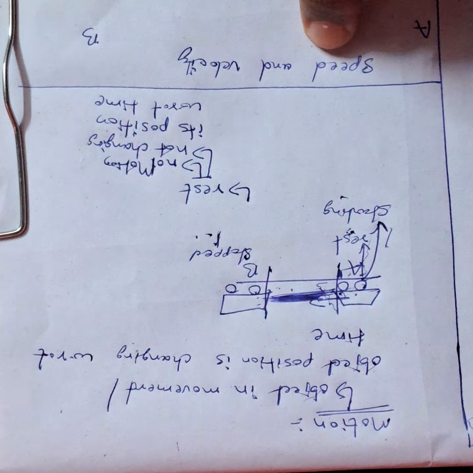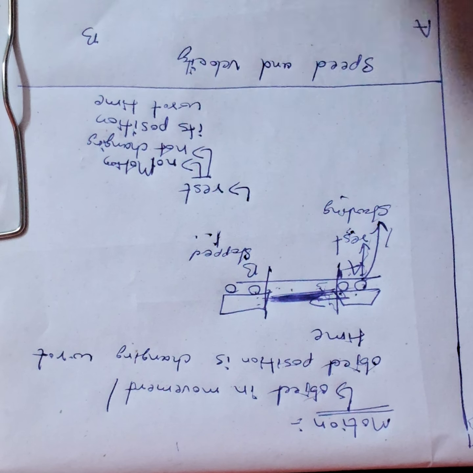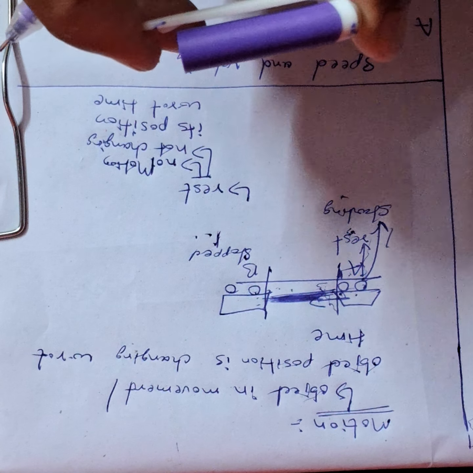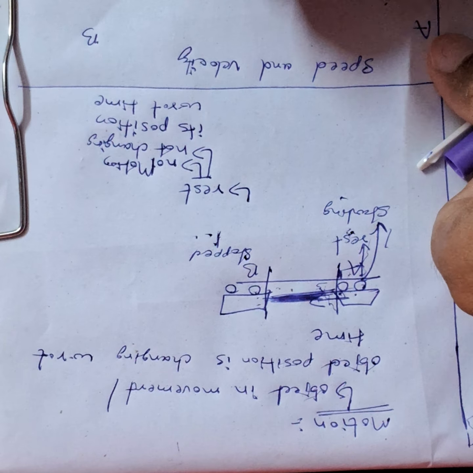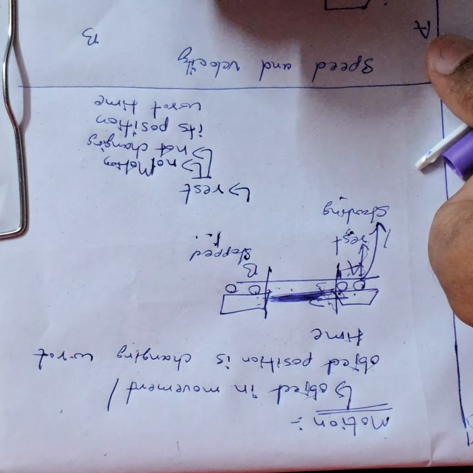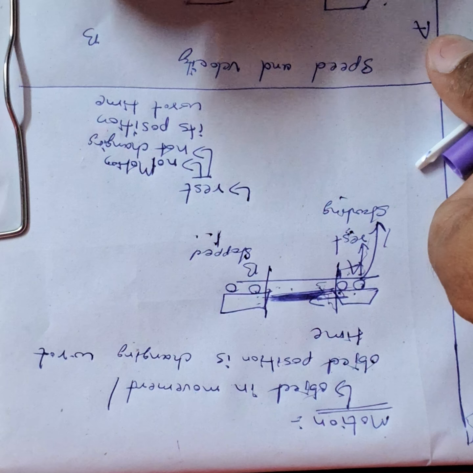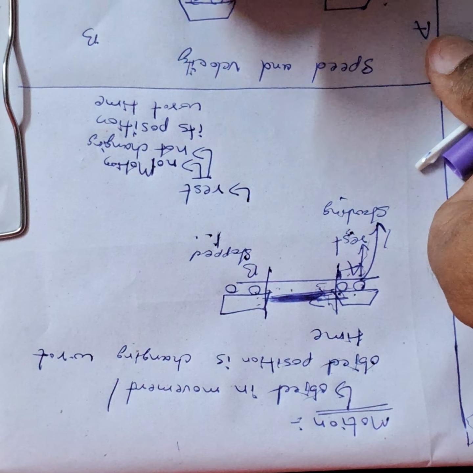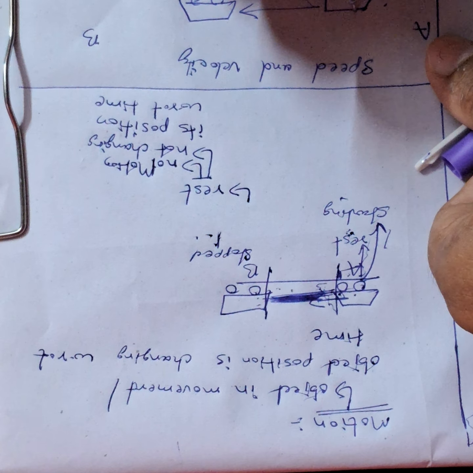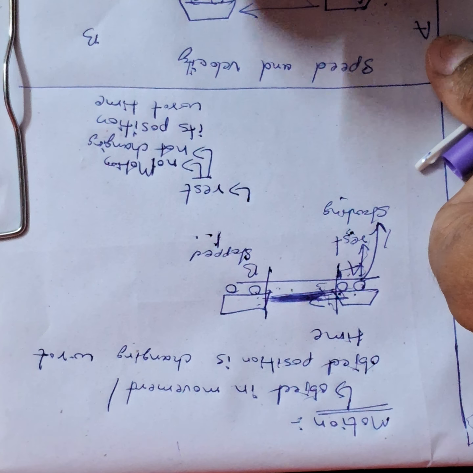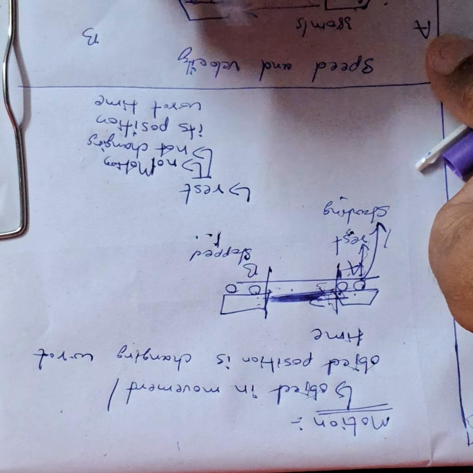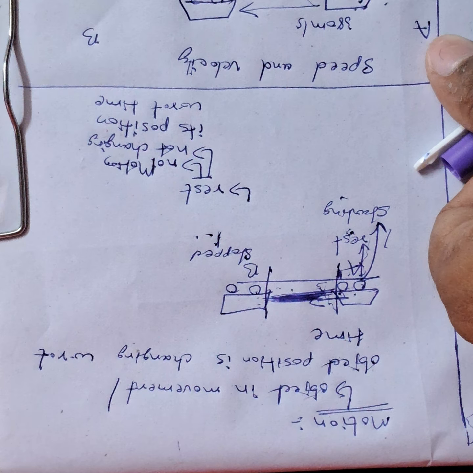Now let's learn about speed and velocity. So what does speed and velocity mean? Assume there is an object which is in motion. Assume there is a car traveling from A to B. So the car from A to B is in motion. This car is traveling with the speed of 380 meter per second.